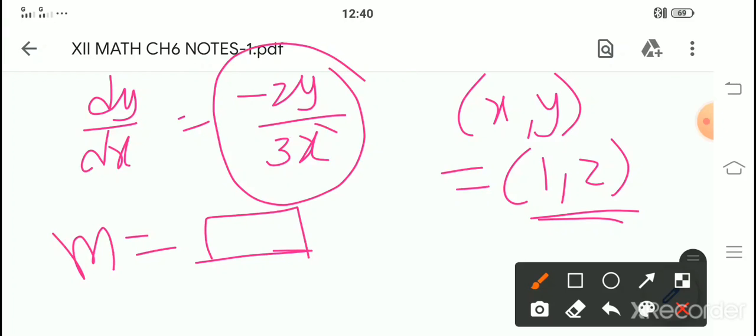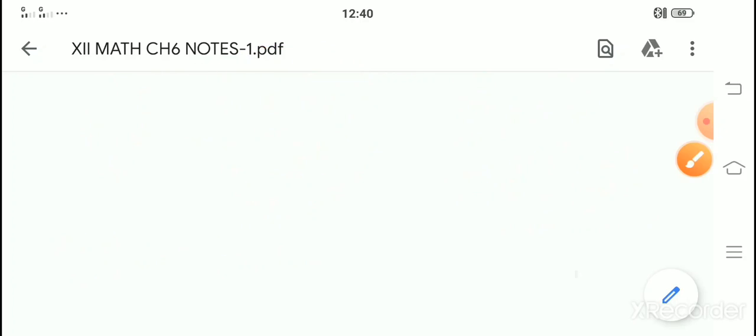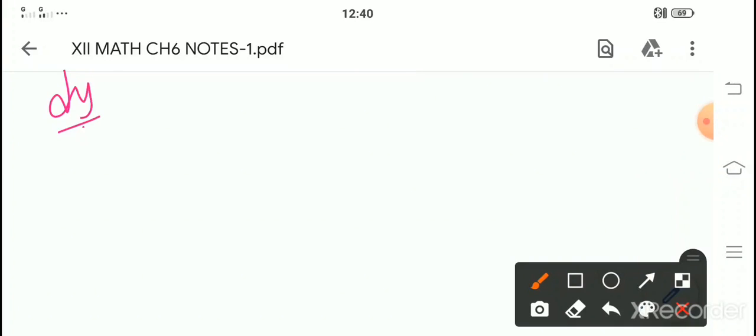So that means x is equal to 1, y is equal to 2. You have to substitute, since the point is given as (1, 2). So here two things are very important. To find the slope of the tangent, the very first thing is you should find dy by dx.